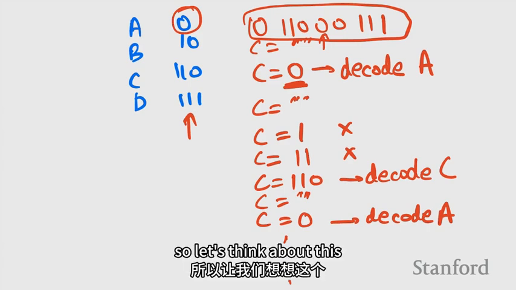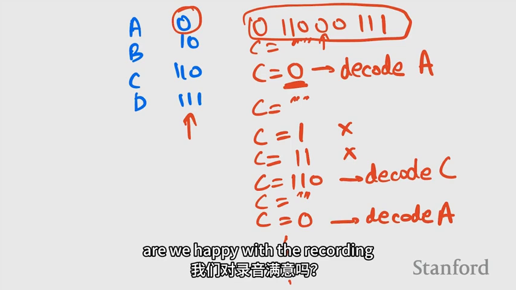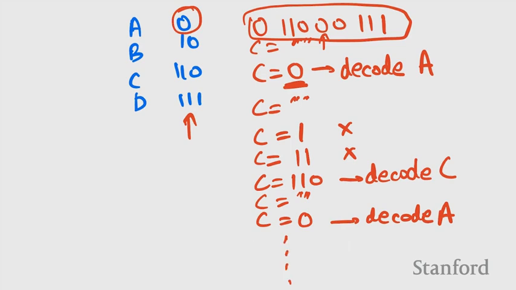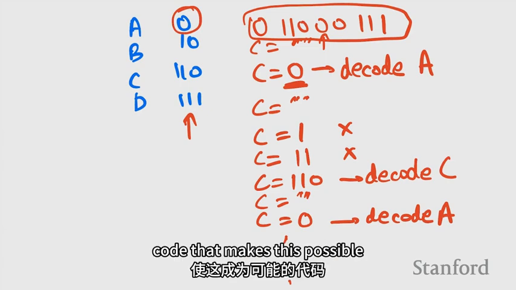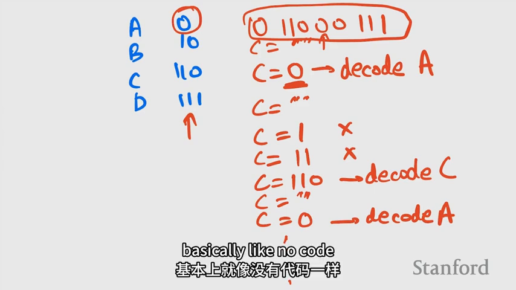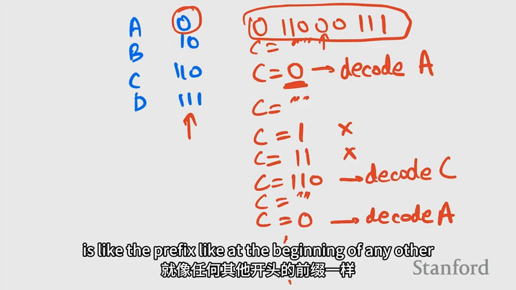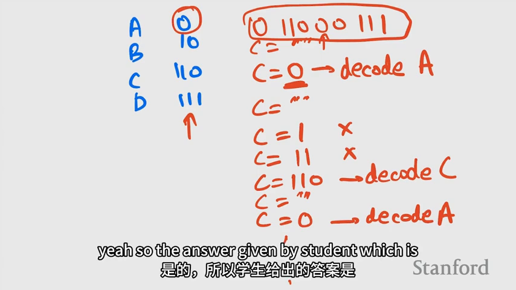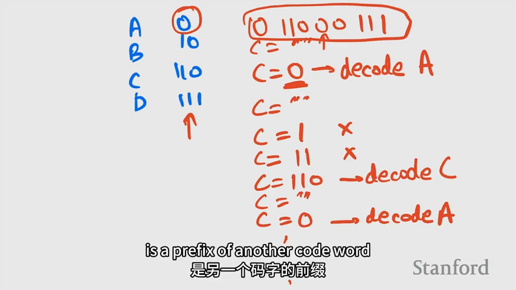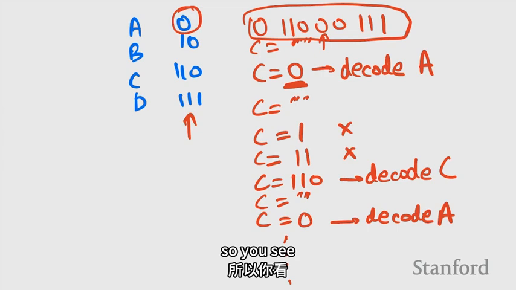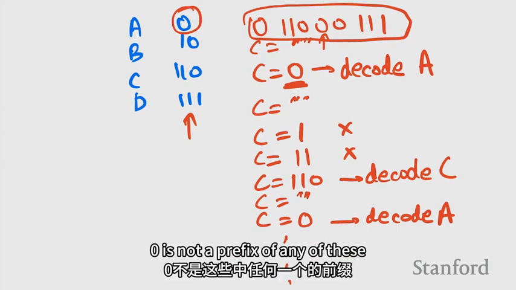So let's think about this. First of all, any confusion with this? Are we happy with the decoding? Why do we think this works? What is the property of the code that makes this possible? Basically, no code is like the prefix at the beginning of any other code. Yeah, so the answer given by the student, which is the correct answer, is that no code word is a prefix of another code word. So you see, 0 is not a prefix of any of these.